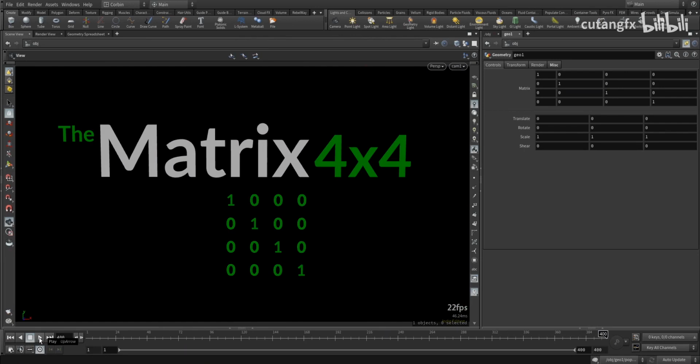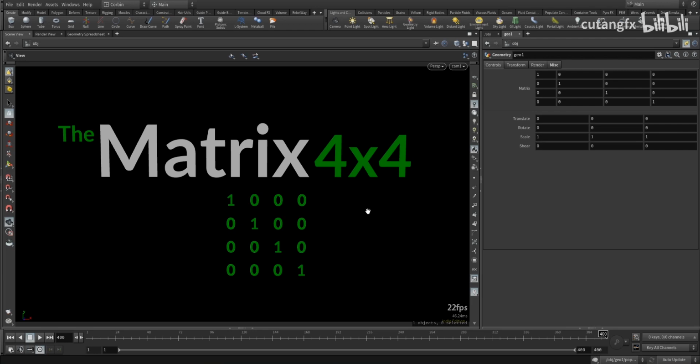All right, so as you can see from our intro, we're going to be talking about matrices. No, not the actual movie, but we are talking about matrix 4x4s, which are found everywhere in Houdini and in 3D. And we'll also be talking about other kinds of matrices as we go along.